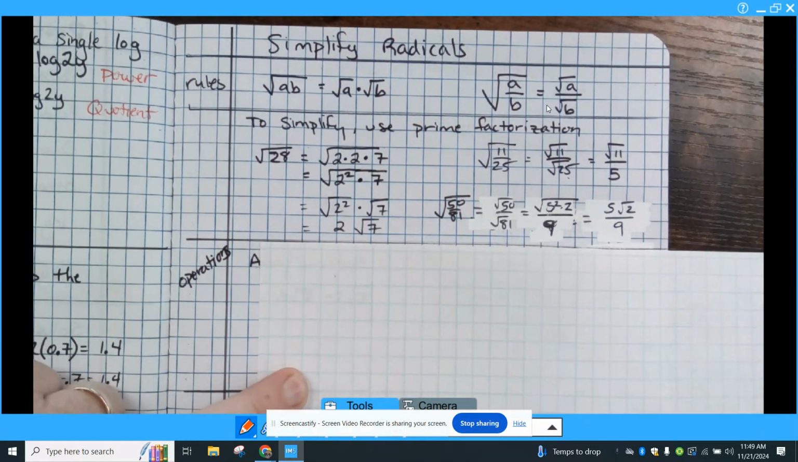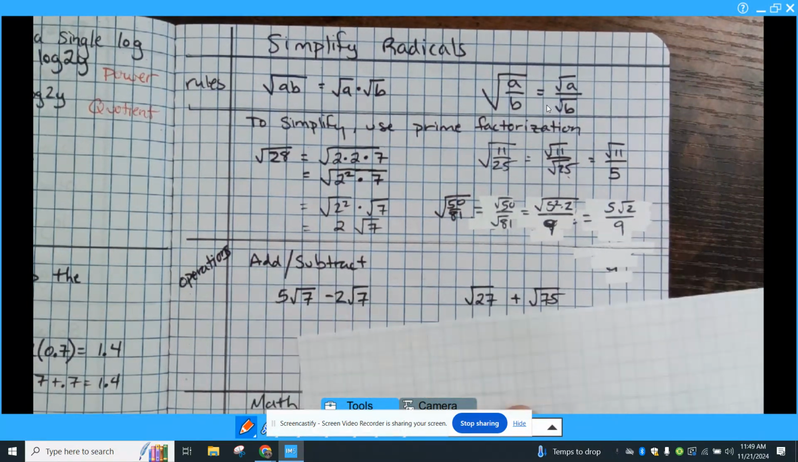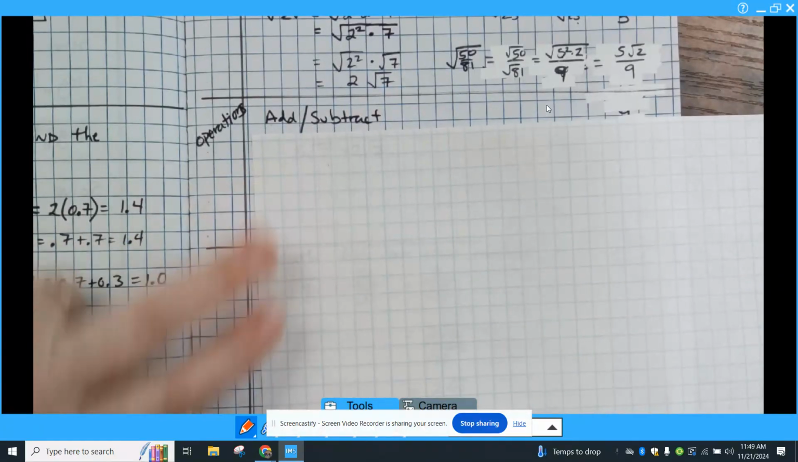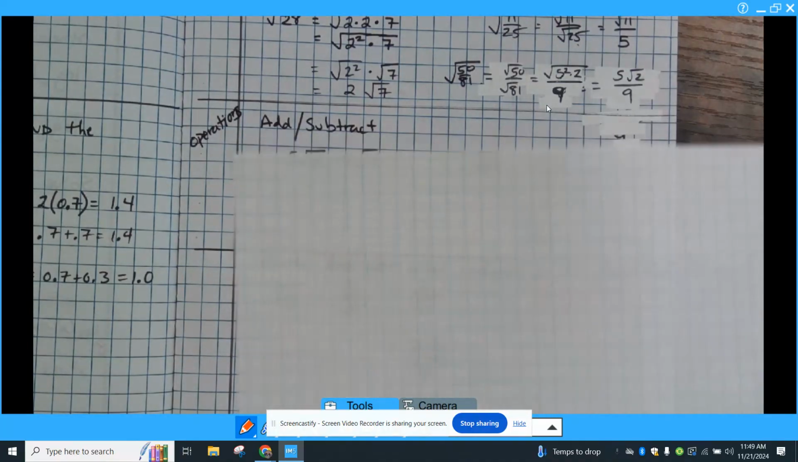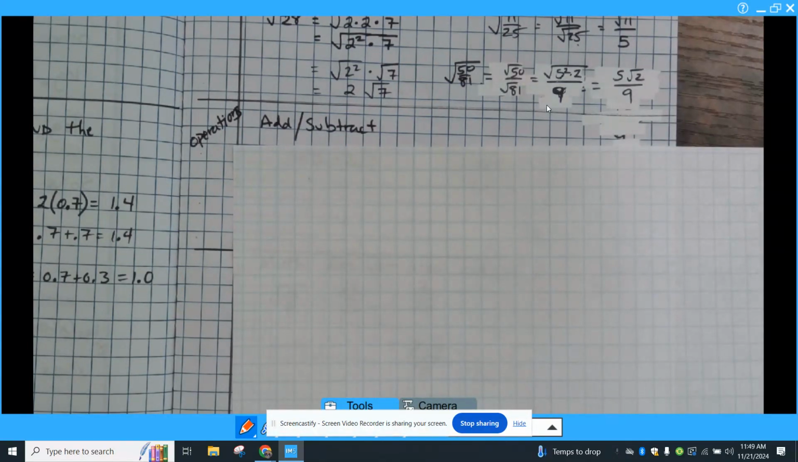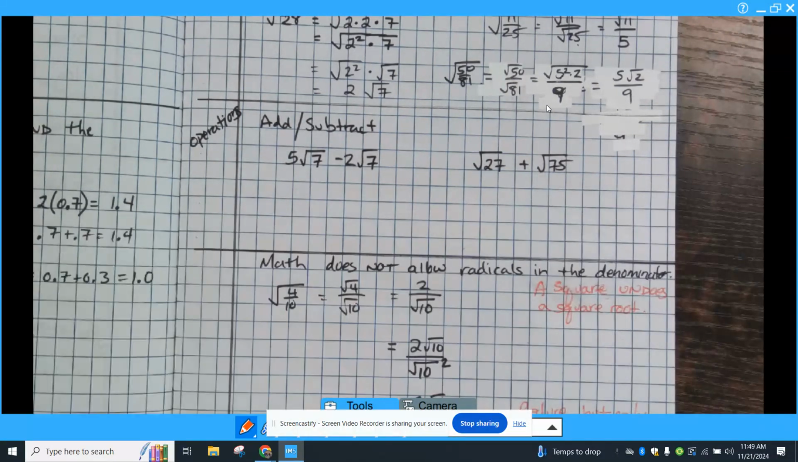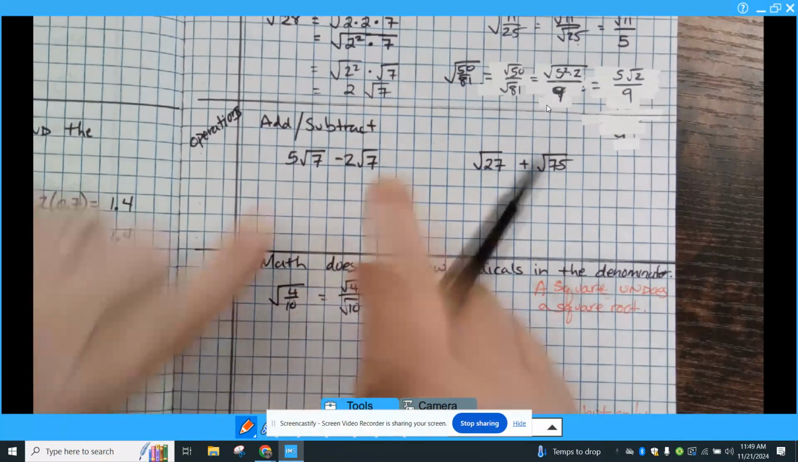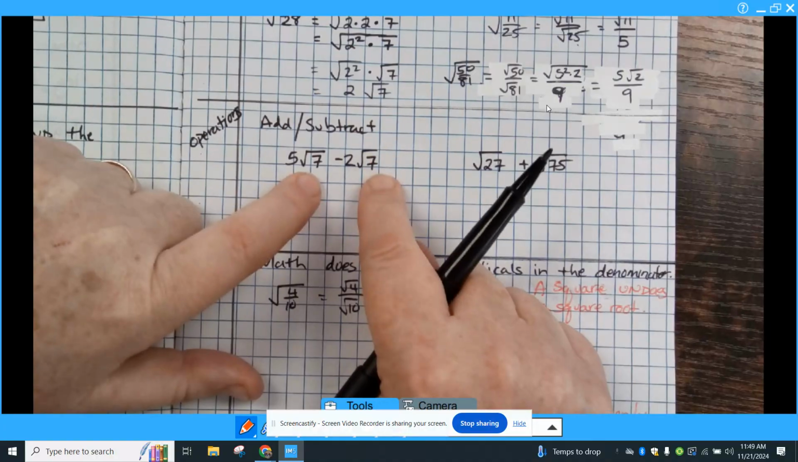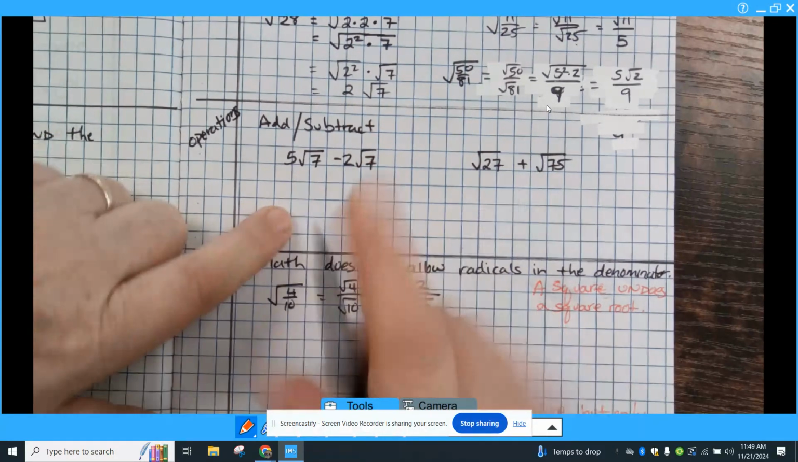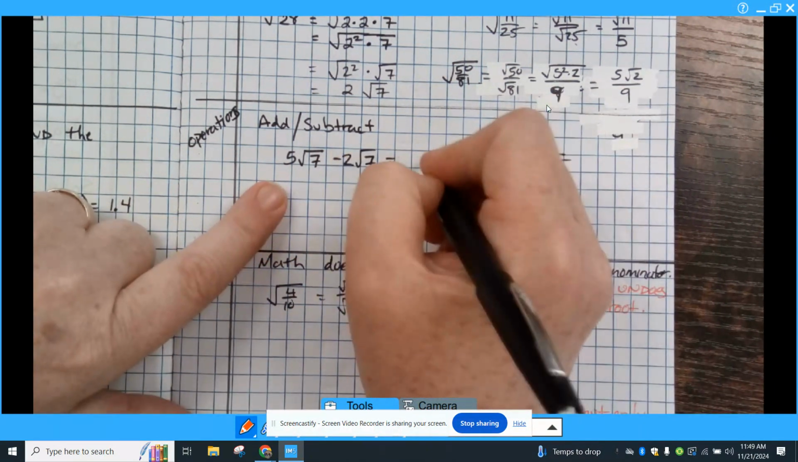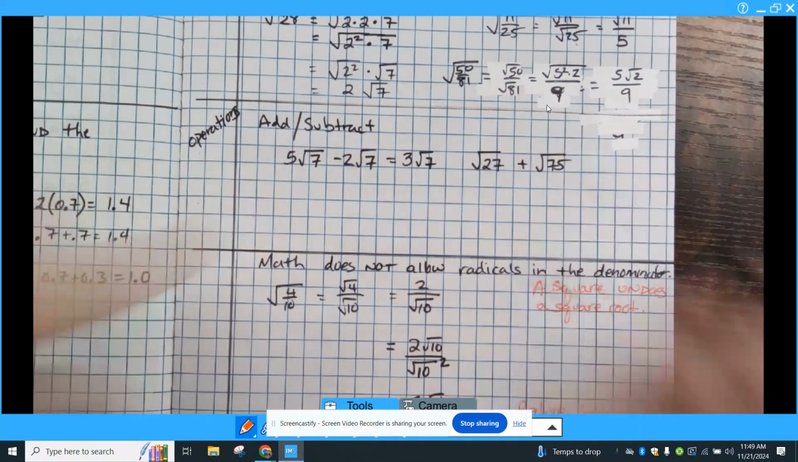So there are operations on, I just realized I've got to add something in there. Operations on radicals. So the first one we have is 5 square root 7 minus 2 square root 7. As long as they have the same radical, it's like combining like terms. I've got 5 of them here. I'm taking away 2 of them here. I'm left with 5 minus 2, 3 square root 7.